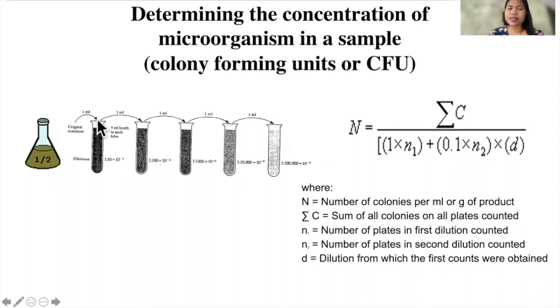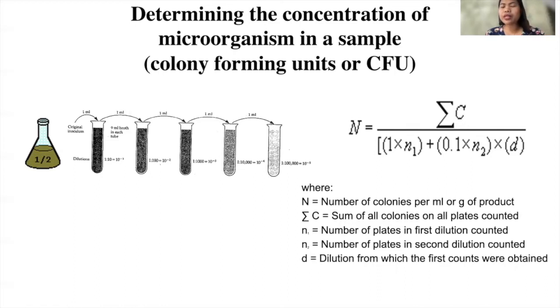And then you mix this very well, and then you take 1 ml from here and then transfer it to the second tube. So this is your 10 raised to the negative 2. And so on. Mix, take 1 ml, transfer to the third tube, mix, transfer 1 ml to the fourth tube, and then mix. So you do a series of dilution until such time that you think you can already obtain a countable number of colonies when you plate it. Okay. So we call that colonies as your colony forming unit.